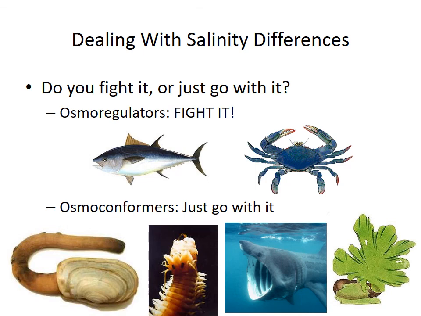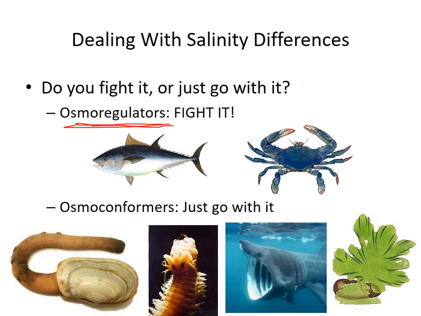But there's sort of two approaches that evolution has granted to organisms for dealing with this. Some organisms really fight to maintain a certain level of salt and water within their bodies at all times, regardless of what's going on outside them, and those are called the osmoregulators. So they fight what's going on outside them and maintain constant conditions within themselves. This is a tuna fish and this is a blue crab, not related, but they're both osmoregulators.